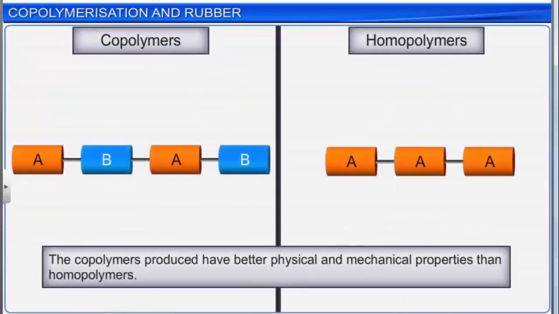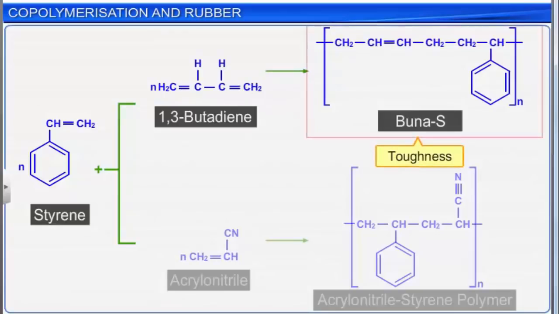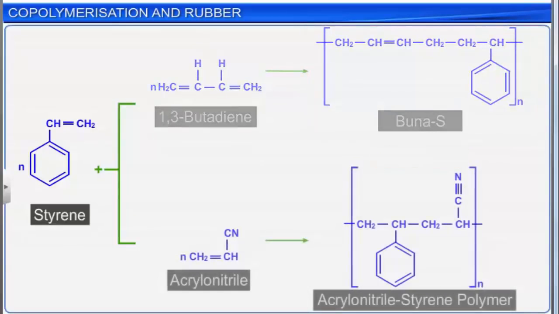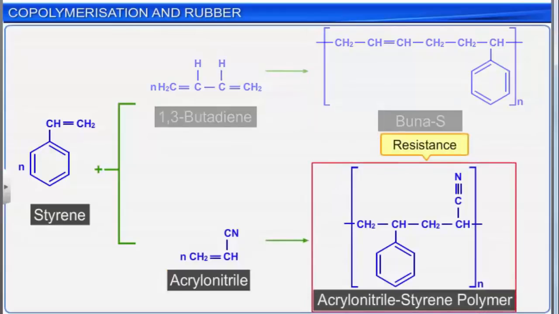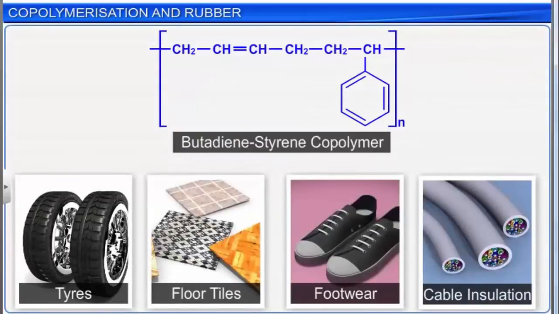As a mixture of two or more different monomers undergoes copolymerization, the copolymers produced have better physical and mechanical properties than homopolymers. For instance, the copolymerization of styrene with butadiene adds toughness, and with acrylonitrile enhances resistance to impact. The butadiene-styrene copolymer finds use in the manufacture of automobile tires, floor tiles, footwear components, and cable insulation.